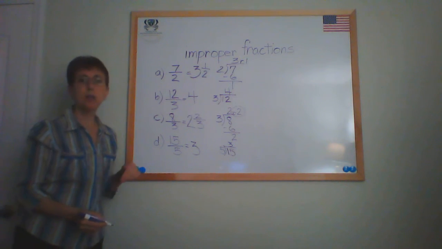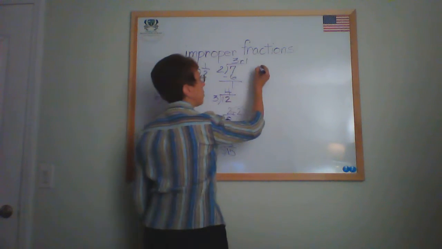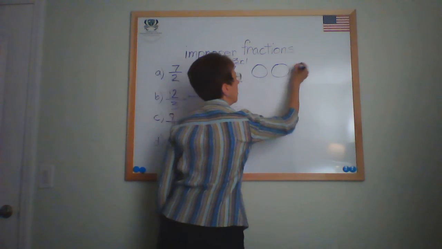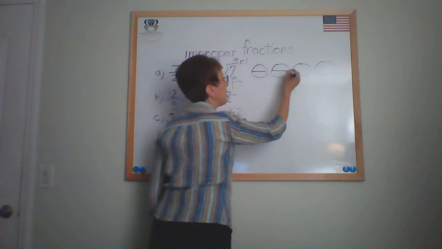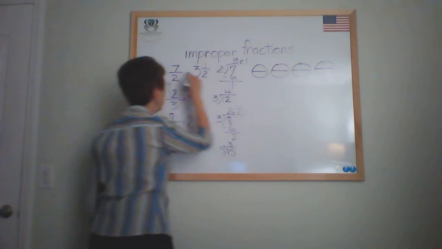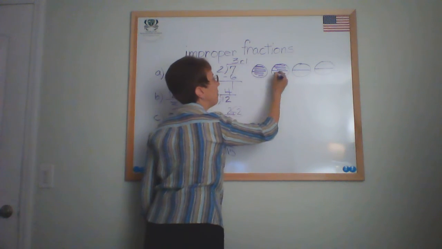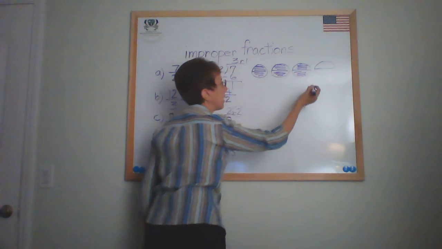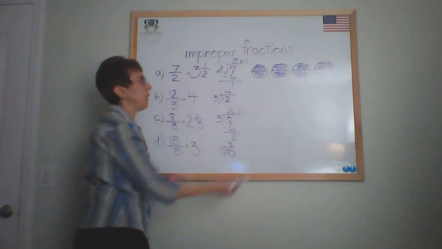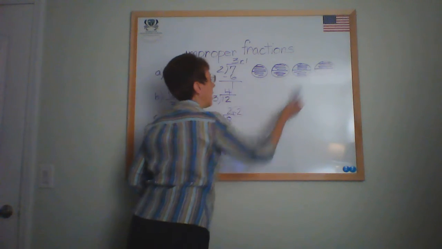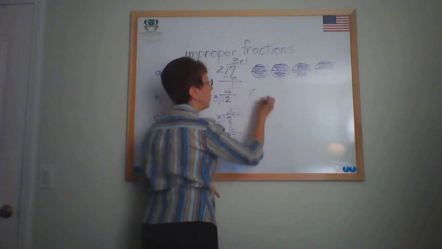Okay, let's go back and do the drawings that go with it. So here we need to show 7 halves is the same as 3 and a half. 1, 2, 3. They're halves, so each circle needs to be divided into halves. The 7 tells us to shade in 7 of those halves. 1, 2, 3, 4, 5, 6, and 7. 7 halves are shaded in, which is the same as 3 and a half. 1, 2, 3, and a half of another one. Okay. 12 thirds is the same as 4 whole.